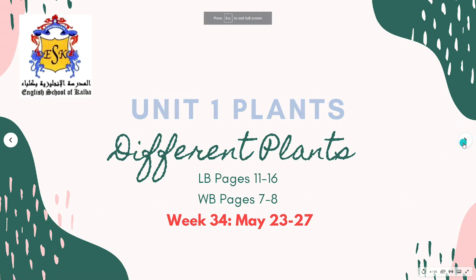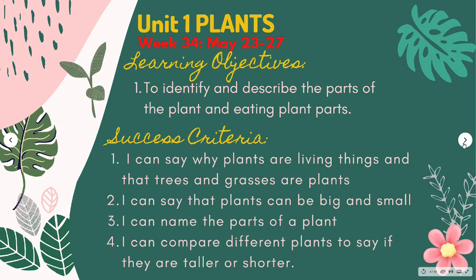They are living things through life processes. In this week's lesson, we will continue Unit 1 Plants. We will identify and describe the parts of the plant and eating plant parts. You can assess after the lesson why plants are living things and that trees and grasses are plants. You can also say that plants can be big and small and can also name the parts of a plant. You can also compare different plants to say if they are taller or shorter.